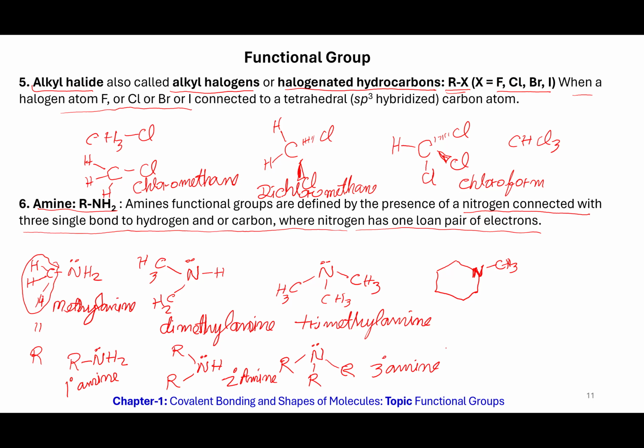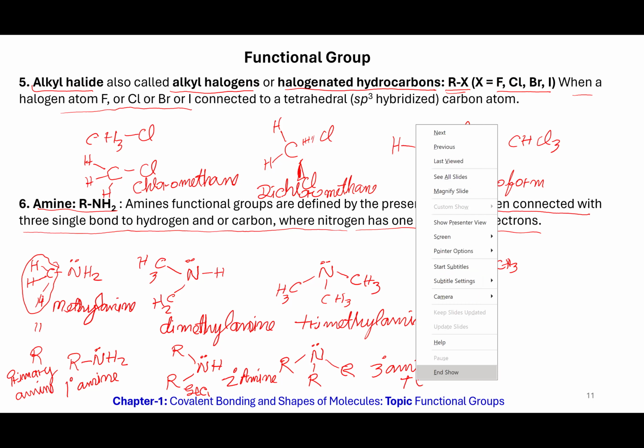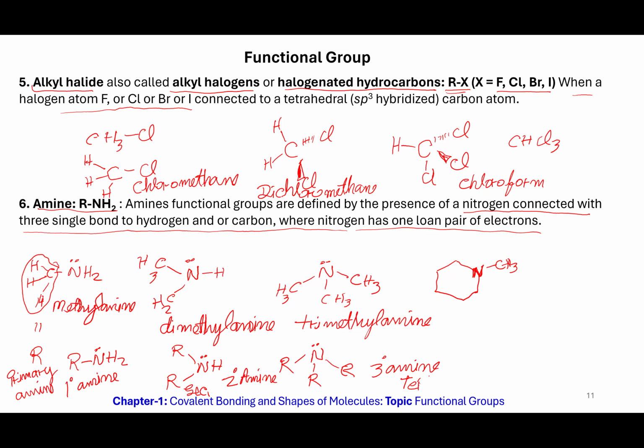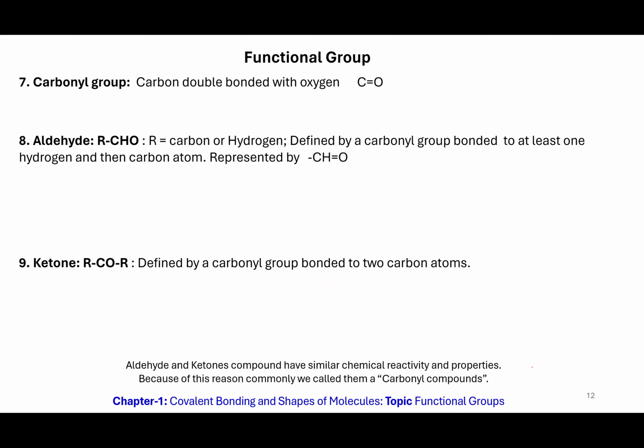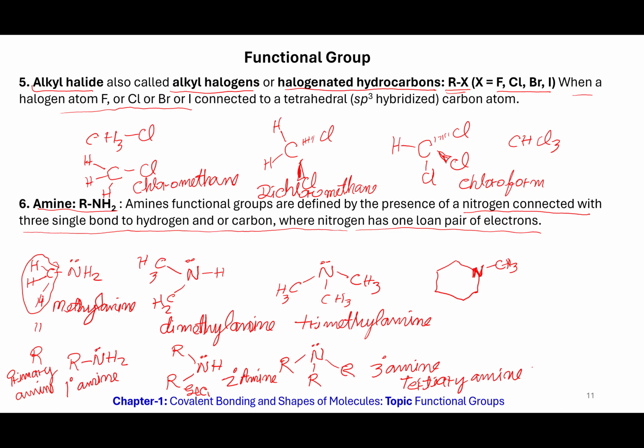Or they are also called primary amine, secondary amine, and tertiary amine. So these are the examples of some derivatives. And in the next part, we will discuss the carbonyl compounds.